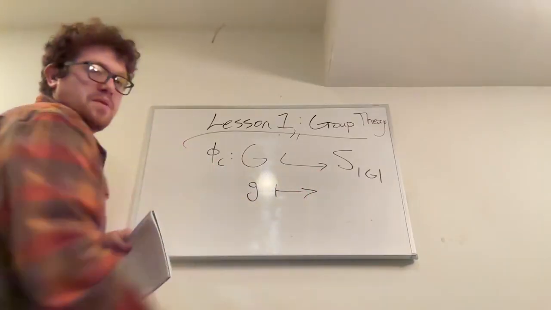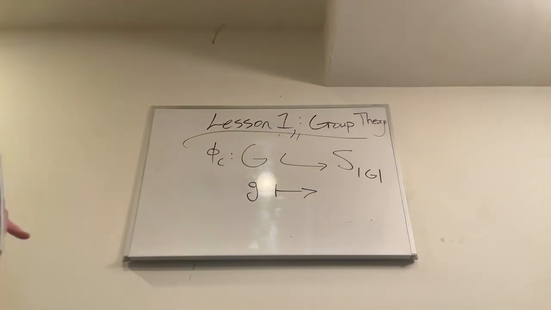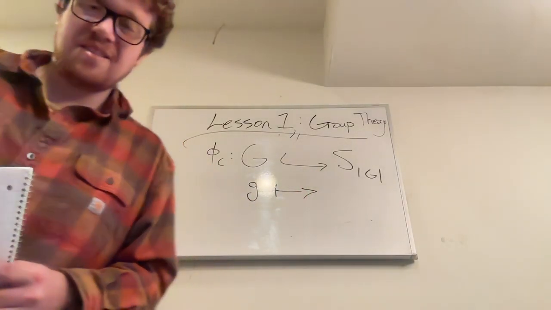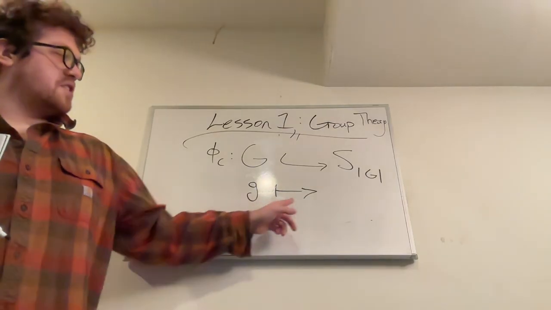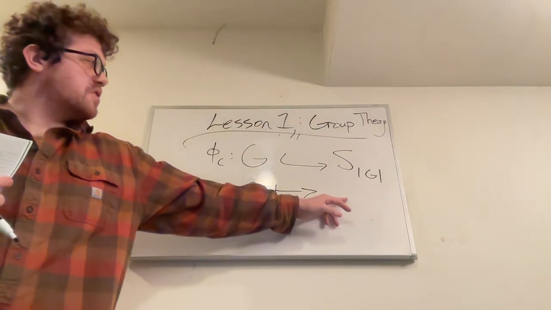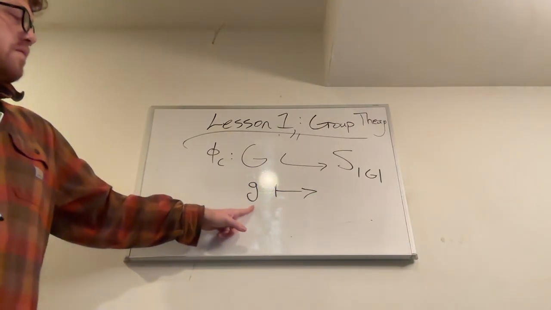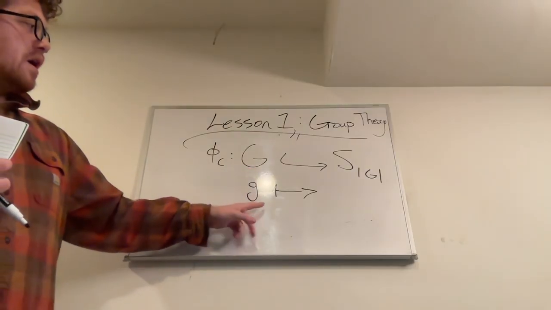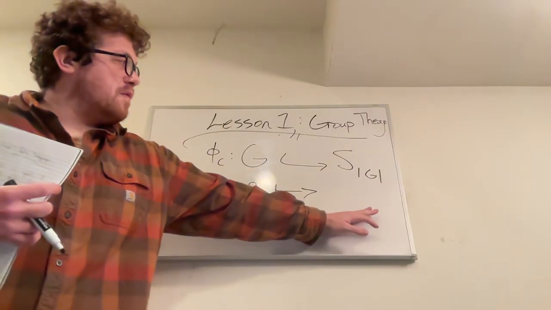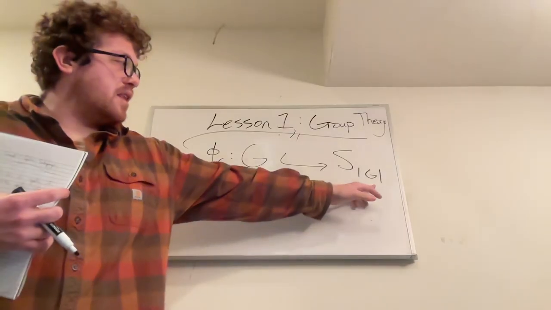Do you know where this is going, Mr. Person in the comments? What is the definition of the map in Cayley's theorem? I take an element of the group on the input, and I'm going to send it to some function, some bijection on the elements of G.